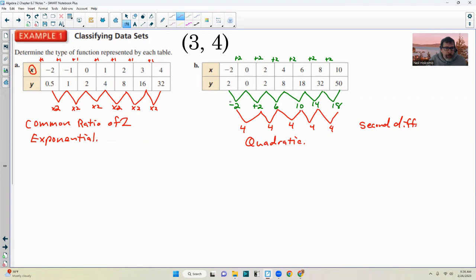Okay, we didn't get a common multiple. 2 times something does not give me 0 times that same something. Since there's a 0 in there and it went down and then back up, that is a quadratic function.